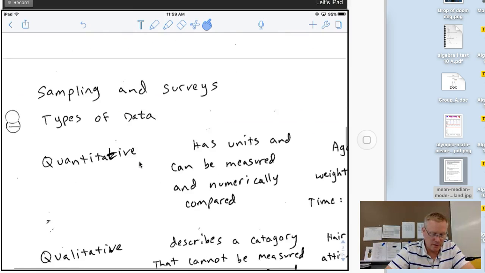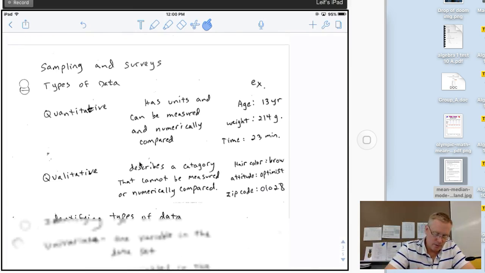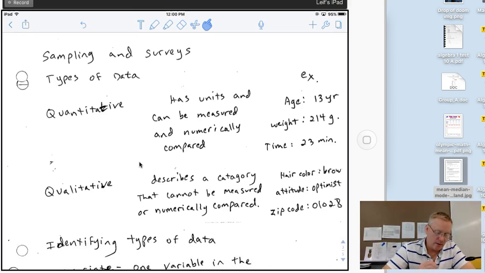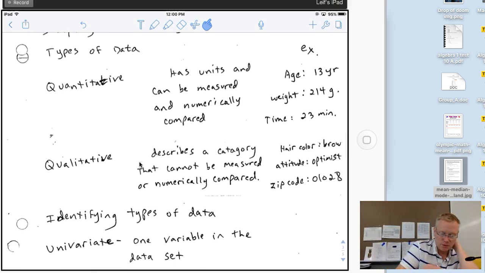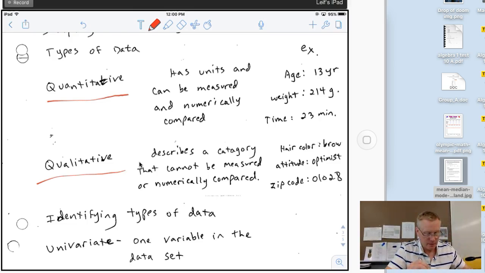Then the second thing is sampling and surveys. There are different kinds of data, okay? Types of data: there's what's called quantitative, and there's qualitative. Quantitative has units and can be measured numerically and can be numerically compared. For example, age, weight, time, those are all things that can be measured and compared, okay?